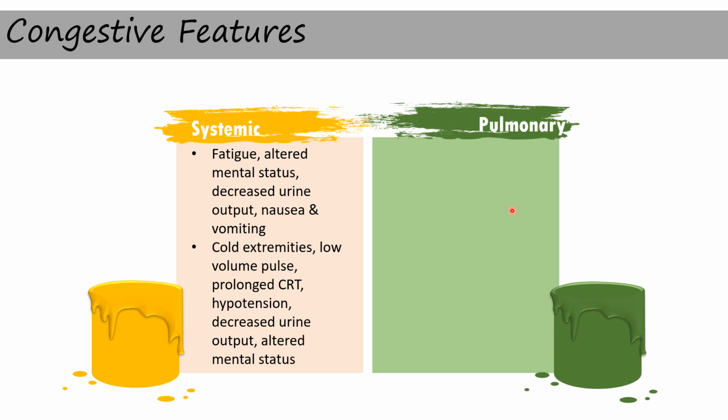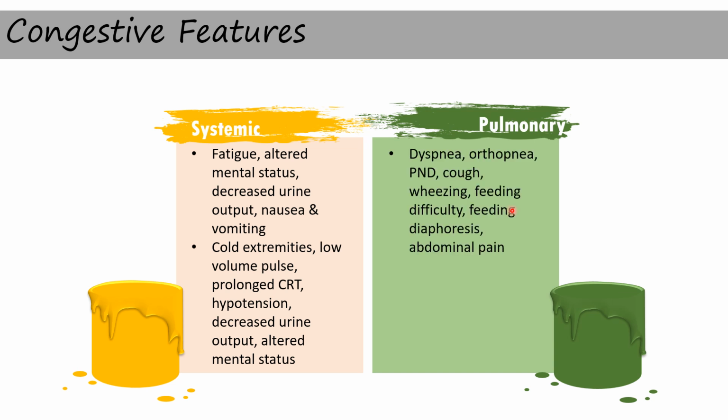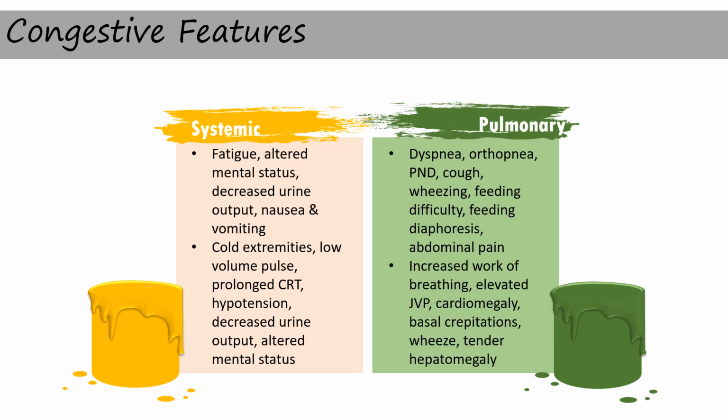The symptoms of pulmonary congestion include dyspnea, orthopnea, that is dyspnea on lying down, paroxysmal nocturnal dyspnea, cough, wheezing, feeding difficulty, feeding diaphoresis or sweating during feeding, especially in infants, and abdominal pain. Common signs are increased work of breathing manifested as respiratory distress, retractions and tachypnea, elevated jugular venous pressure, cardiomegaly, basal crepitations, wheeze, and tender hepatomegaly.